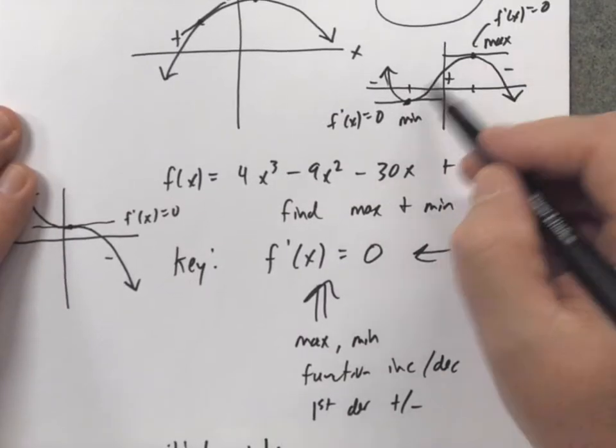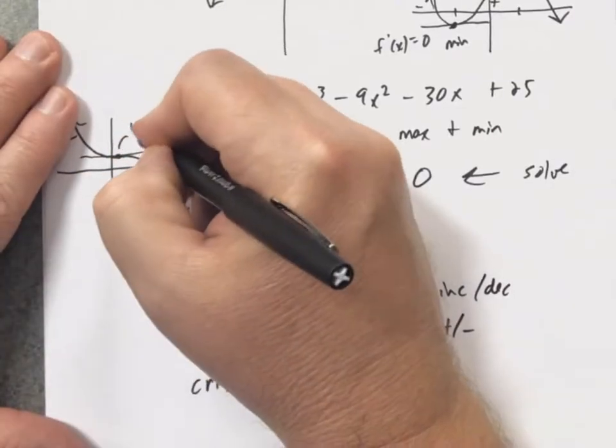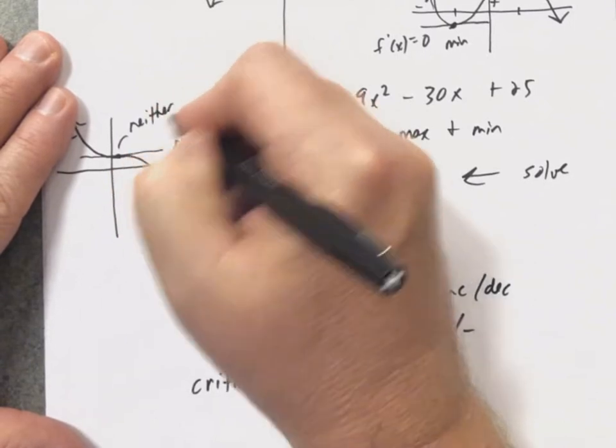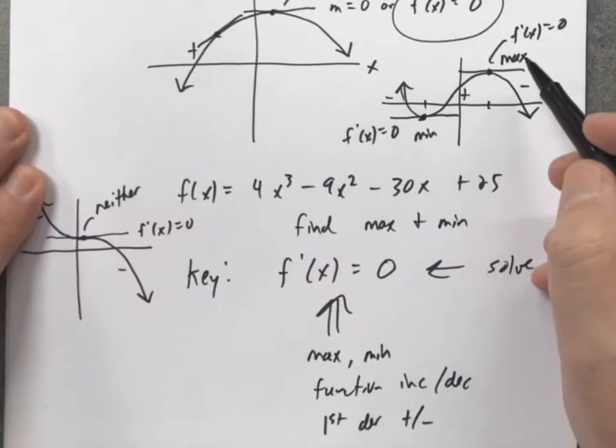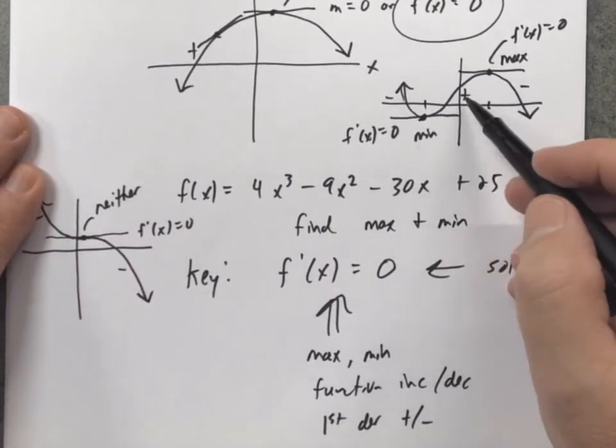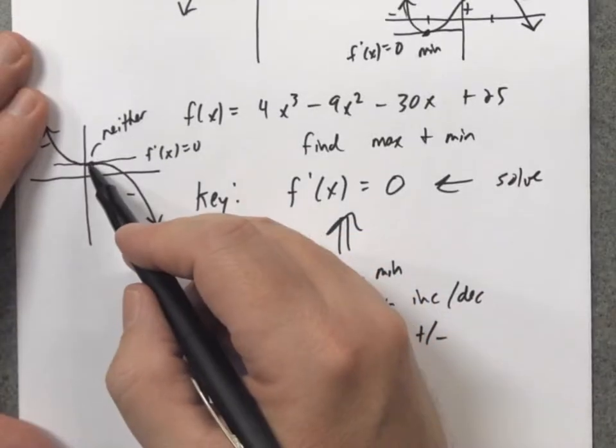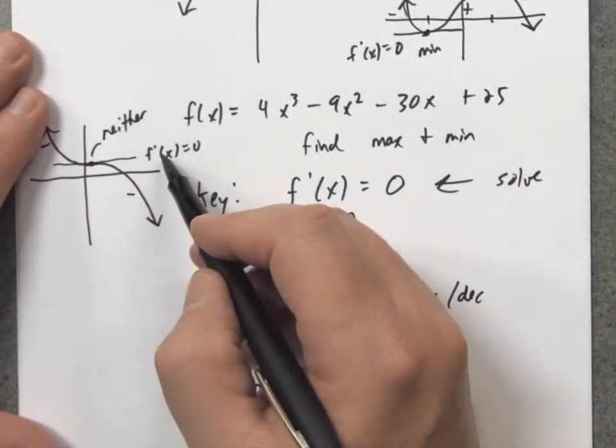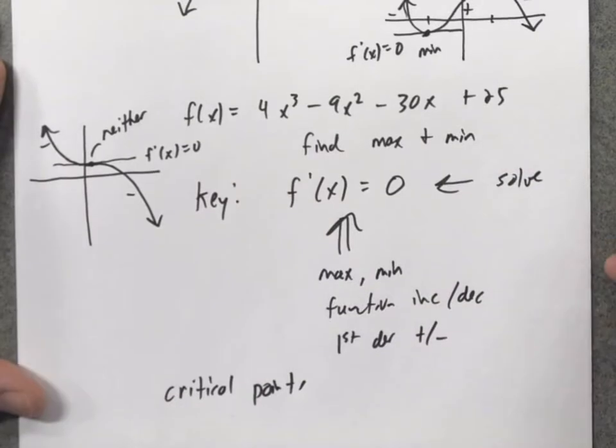these maxes and mins, and here, you know what the word we call this right here? I call this a neither. Because usually we're looking for maxes and mins, and sometimes you get one of these where it's not a max or a min, but the first derivative is 0. I call that a neither.